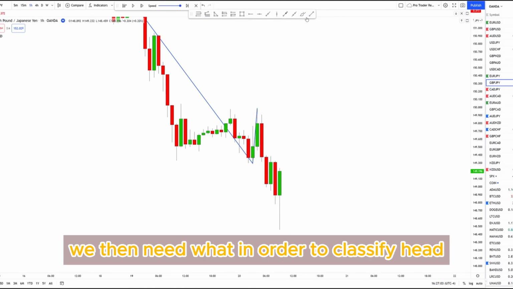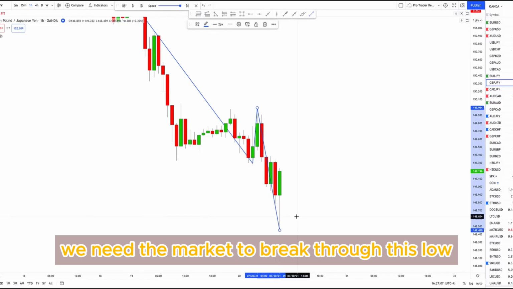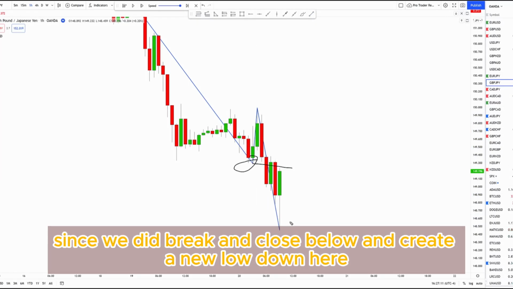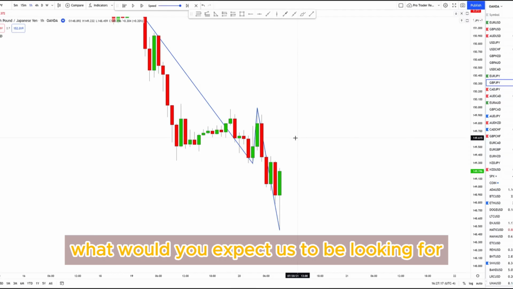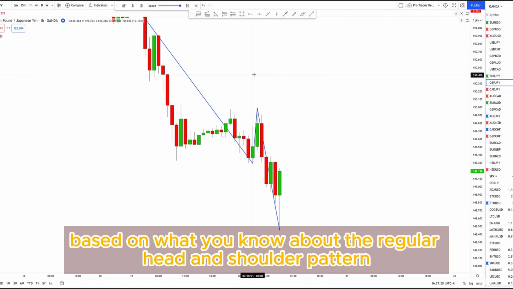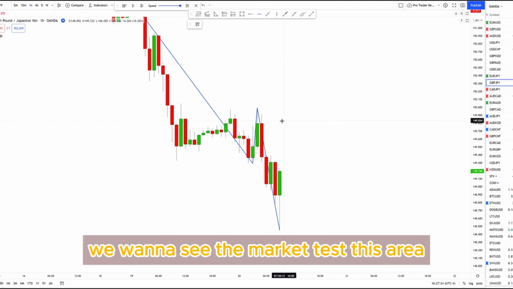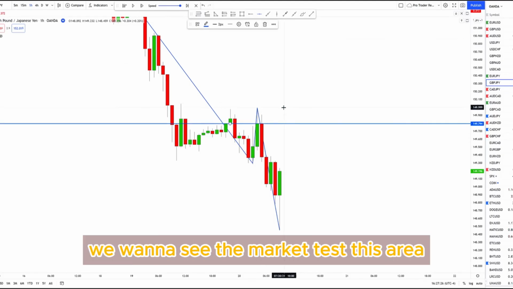We then need what in order to classify a head? We need the market to break through this low. Since we did break and close below and create a new low down here, we now have a left shoulder and a head. What are we looking for at this point? What would you expect us to be looking for based on what you know about the regular head and shoulders pattern we just looked at? Well, we want to see the market test this area.